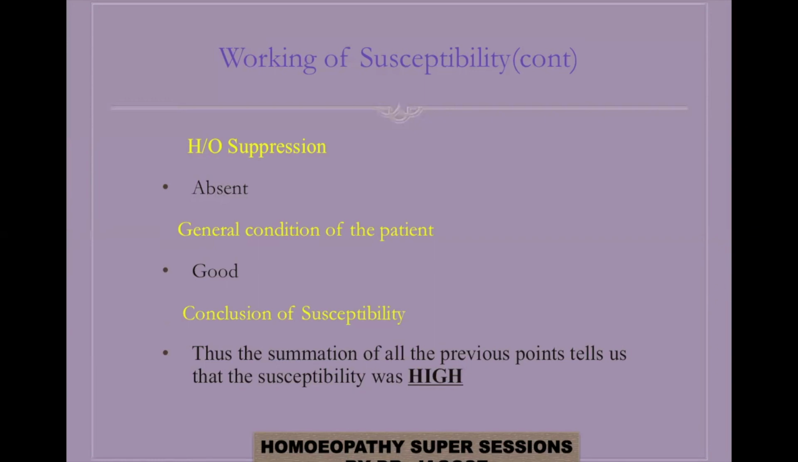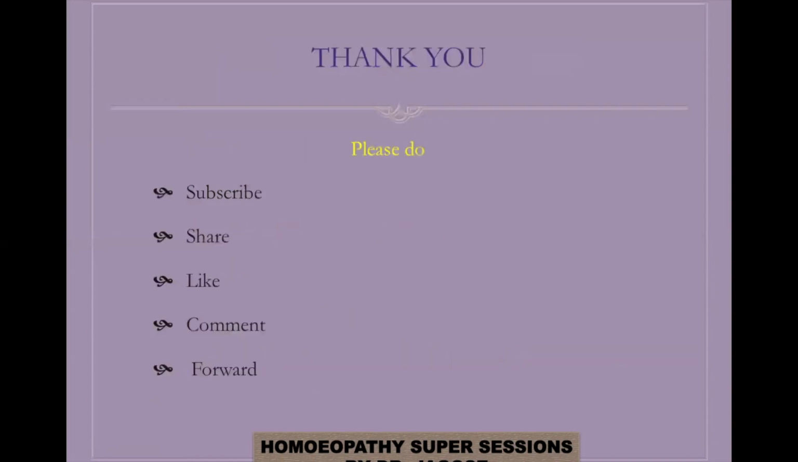So if you go to see outright on all these 7 points, you are getting a conclusion that the susceptibility is high. Therefore, from the summation of all these 7 points, we have come to the conclusion that the susceptibility is high. So this is how you have to work out every case, whether it is an acute case or whether it is a chronic case. Okay, so this will tell you how to work out the state of susceptibility clinically or at the bedside.